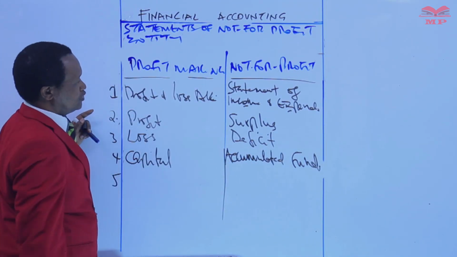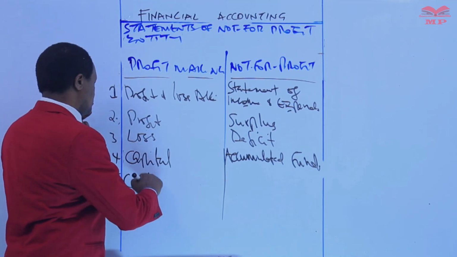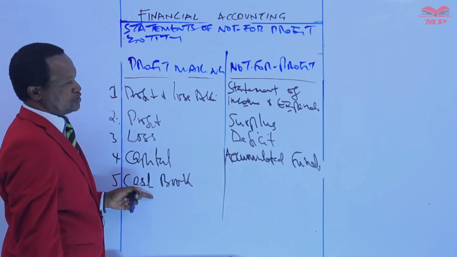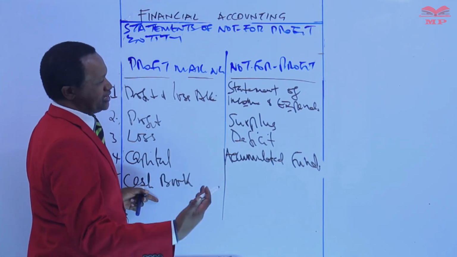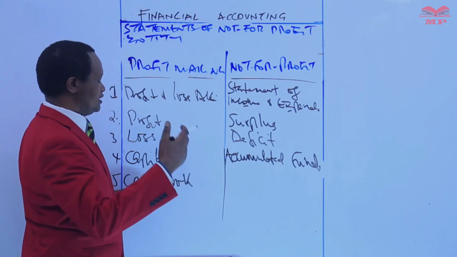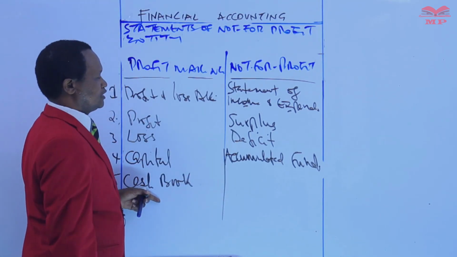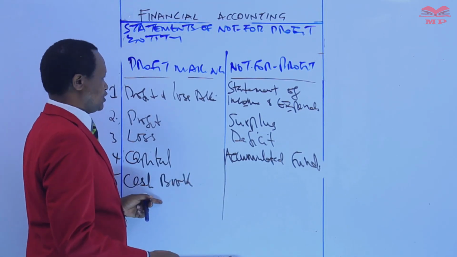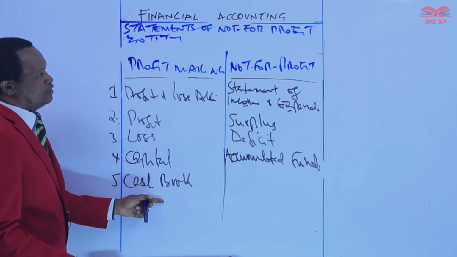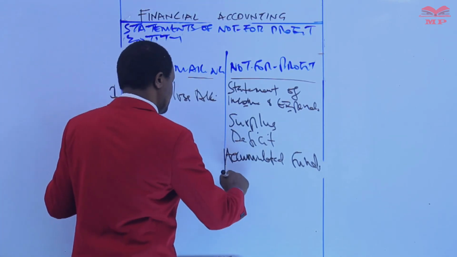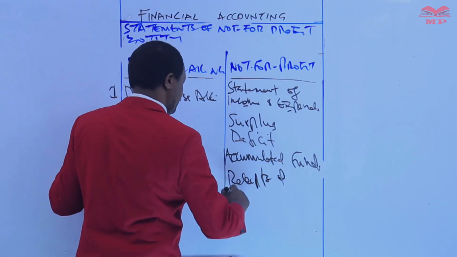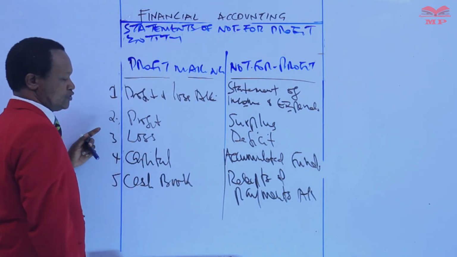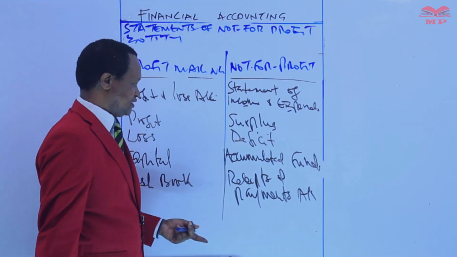Number 5 distinction is the cash book. Profit-making organizations prepare a cash book that shows the cash transactions, that is the cash payments and cash receipts. When the organization pays for expenses, it's recorded in the cash book. When it receives cash, it's recorded in the cash book. So the equivalent of a cash book for the not-for-profit organizations is what we call receipts and payments account. So the idea is the same, but the names are different.